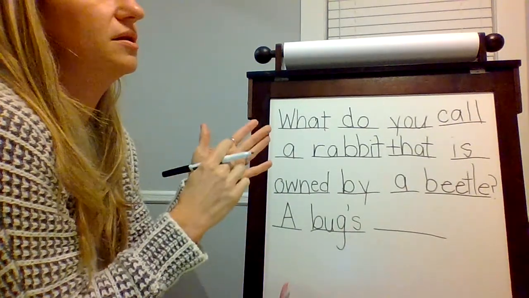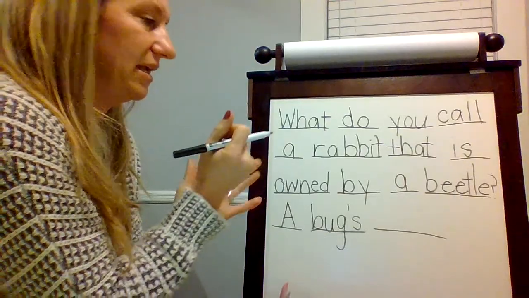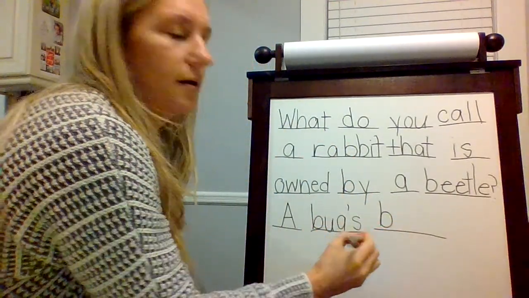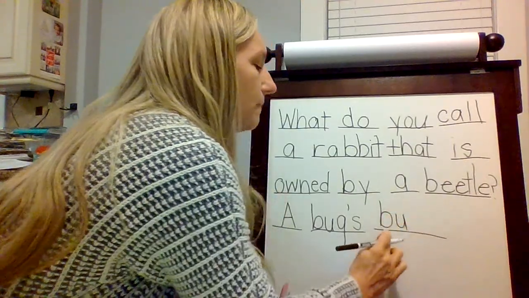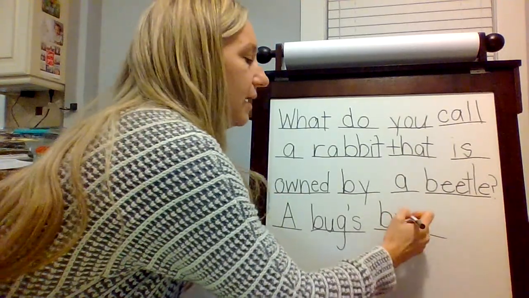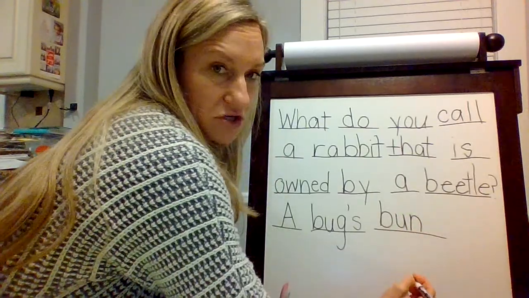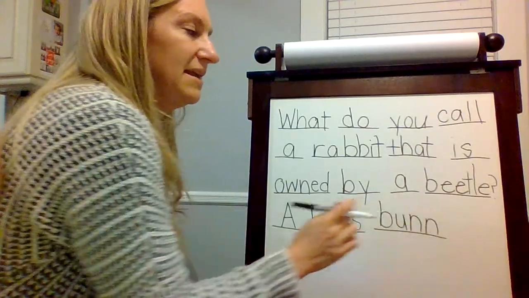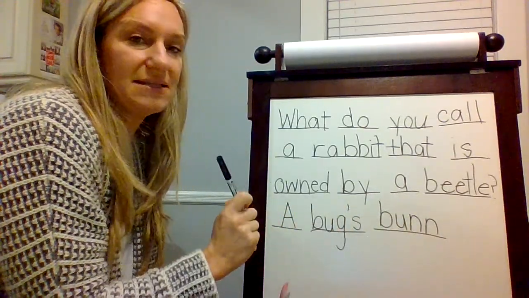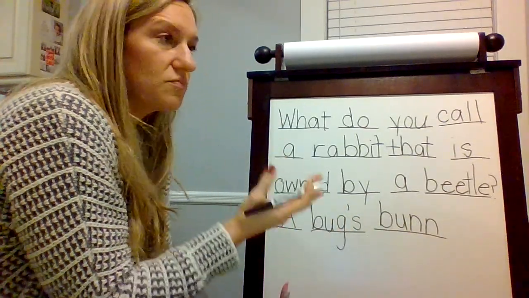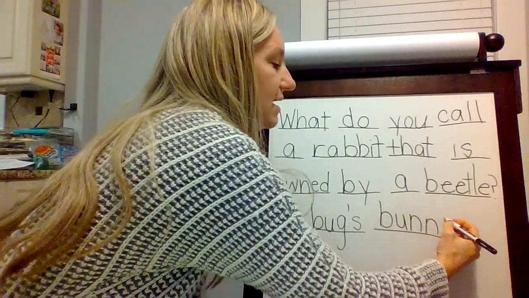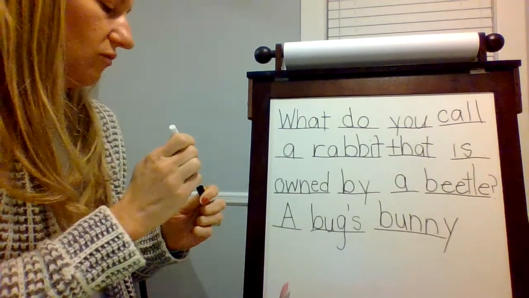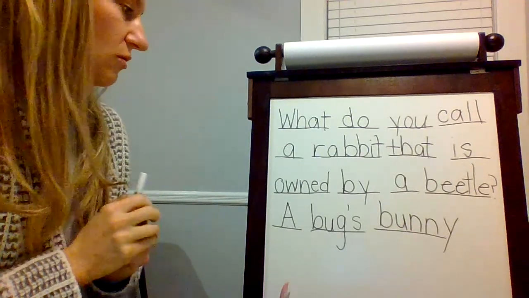Bunny. B-u-n-n-e, bunny. Baby, umbrella, nest. We actually here have two N's. E. Now here we do hear that E sound at the end, but we know sometimes when there's an E sound at the end, it is a Y. What do you call a rabbit that is owned by a beetle?